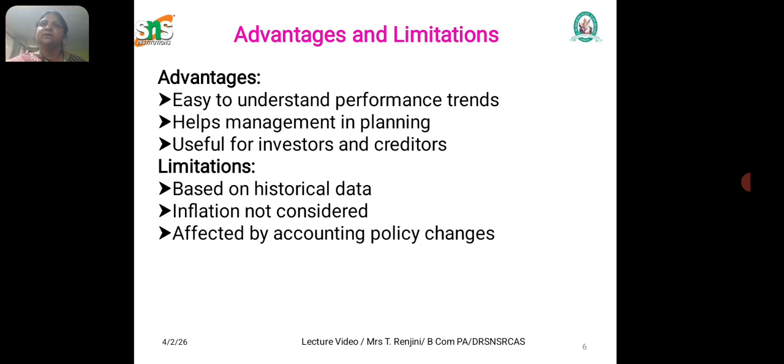Limitations also include inflation distortions, accounting policy changes, window dressing and external factors being ignored. Finally, I am going to conclude: comparative statements are not just tabular comparisons. They are diagnostic tools that measure financial movement, detect operational inefficiencies, reveal financial strategy and support strategic decision making. So these are the conclusions of comparative statement.